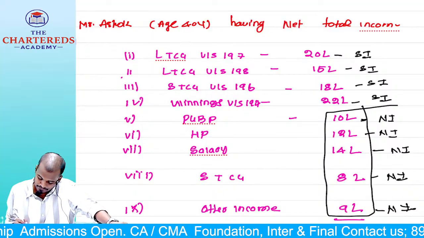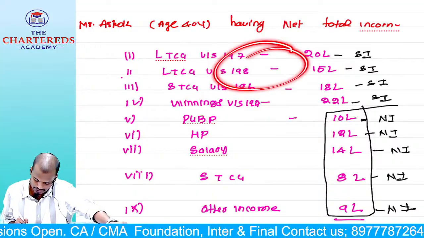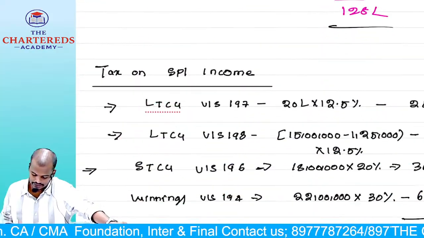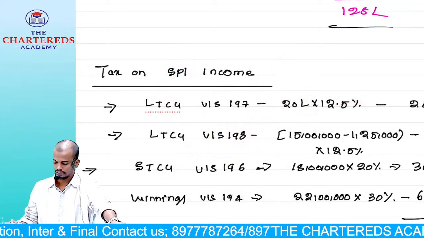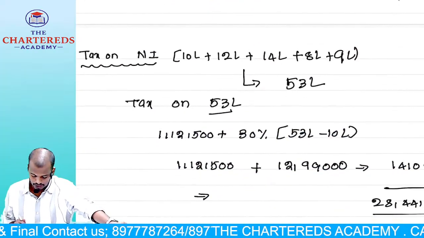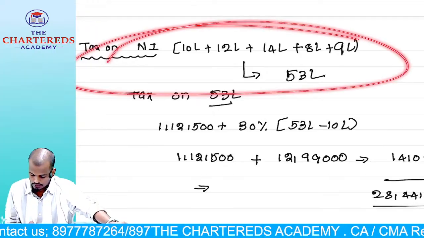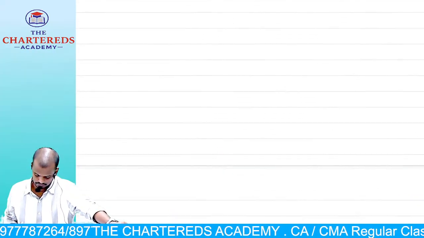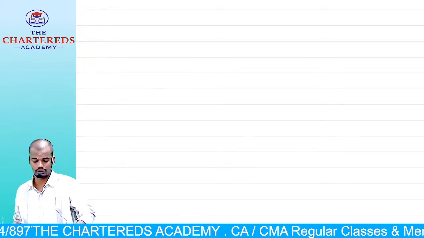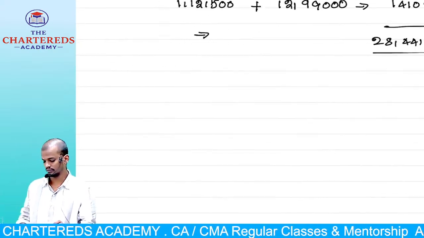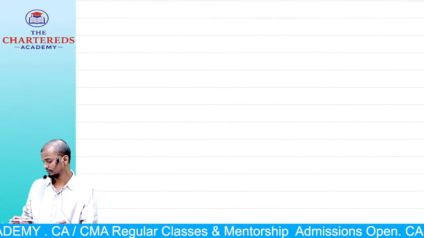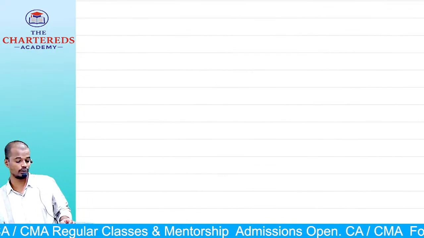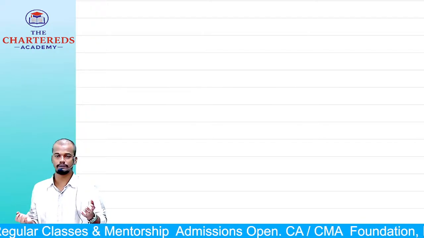Sir, if any person has both normal income and special income combined, how should we calculate? First, tax on special income should be calculated separately. Any doubt on this point, sir? After that, you have to calculate tax on normal income. Any doubt on this point? You will now understand how to compute the tax on normal income and tax on special income.